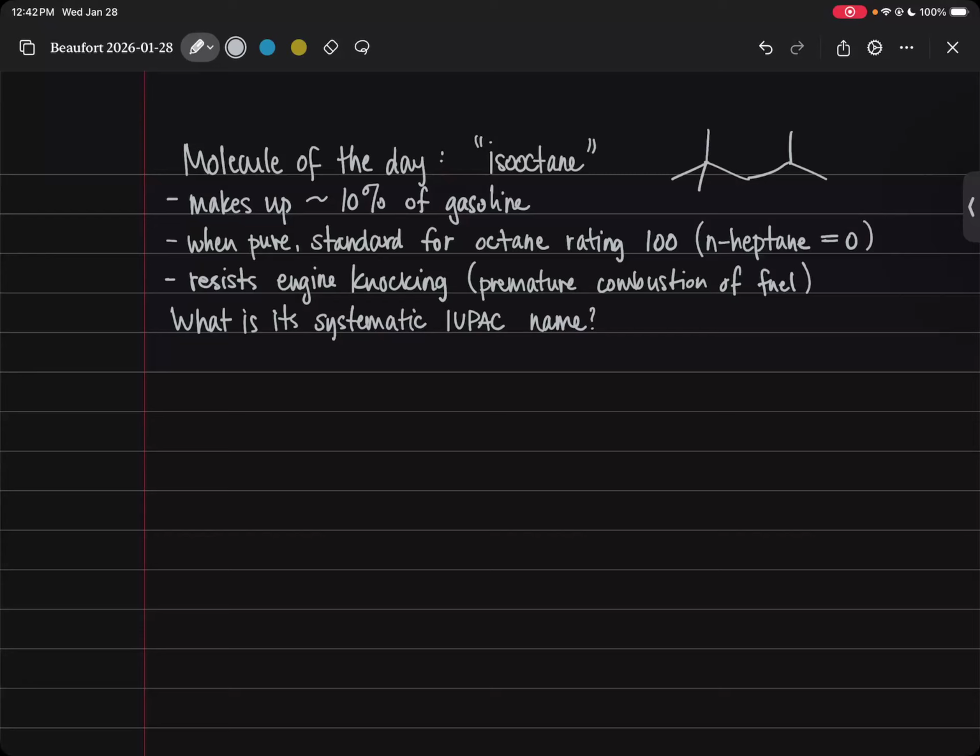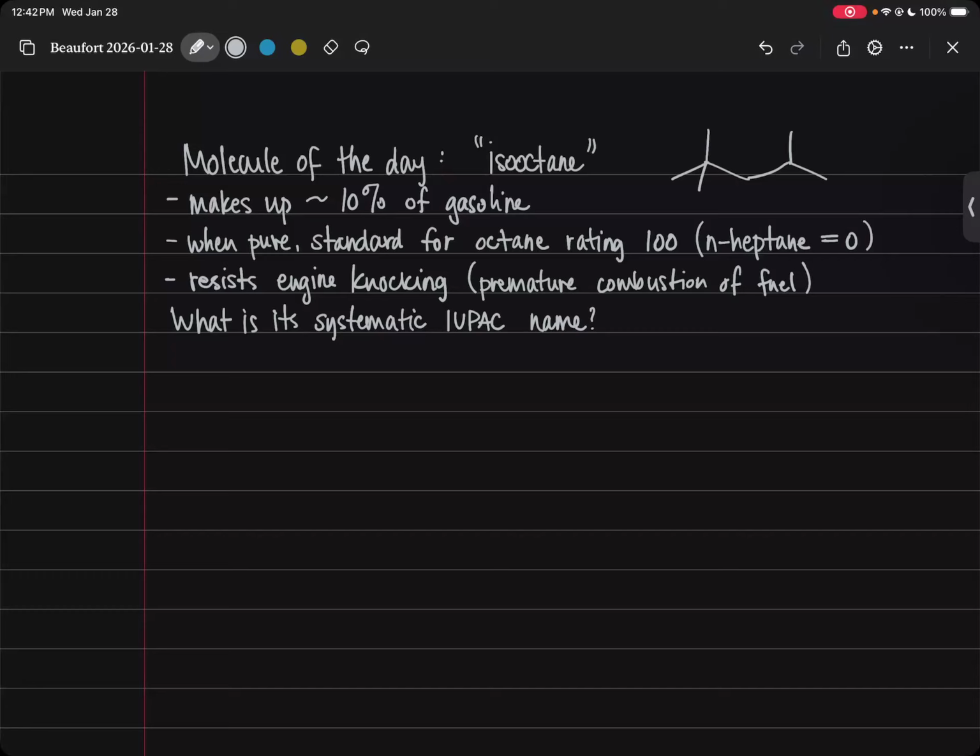But if we go and think about doing an IUPAC name for this molecule, what is the parent chain? How many carbons does it have? 5. So why is it called isooctane? Because it's got 8 carbons total. So that's actually a good point of differentiation between common names, where the octane part refers to the total number of carbons in the molecule.